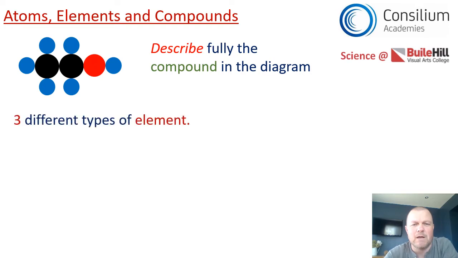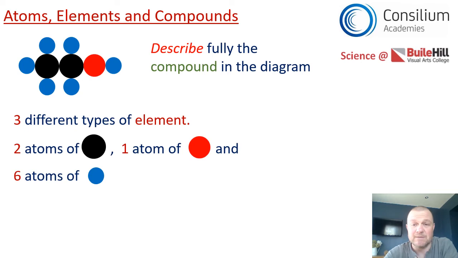Okay, so the first thing that we could say about that compound is that it's made up of three different types of element. It's made up of blue, it's made up of black, and it's made up of red. We can go a little bit further than that, can't we? We could actually say that it's made up of two atoms of black, one atom of red, and six atoms of blue.